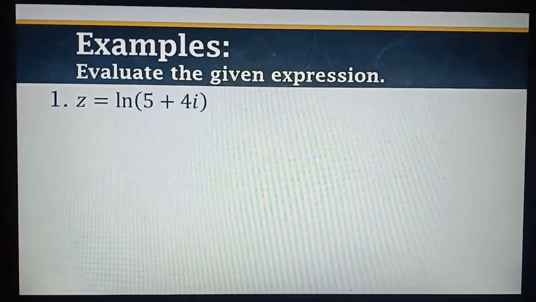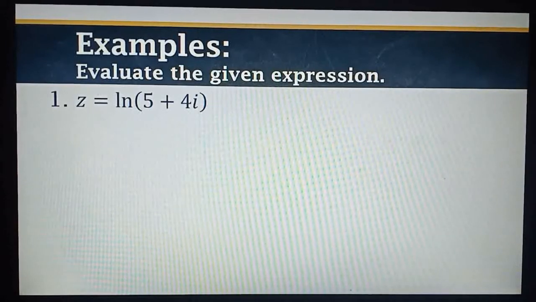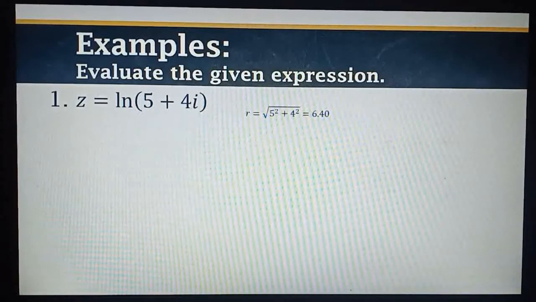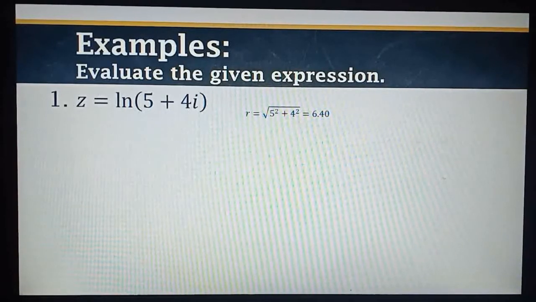So let's put it in an example. Let's say you were given z equals ln of the quantity 5 plus 4i. So we need it in exponential form. So you need to get the r, which is equivalent to the square root of 5 squared plus 4 squared, which is 6.4.